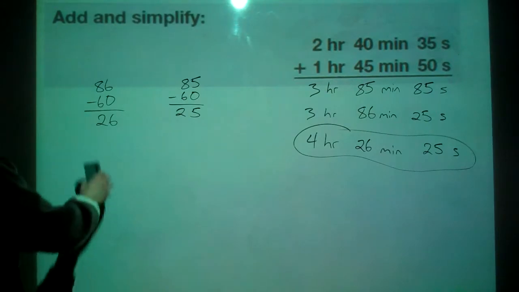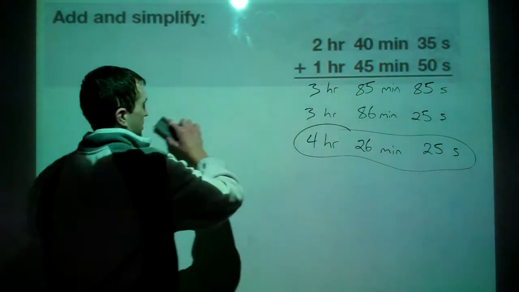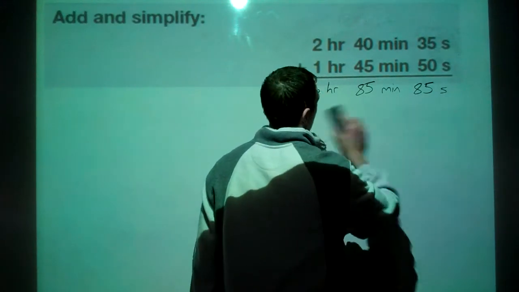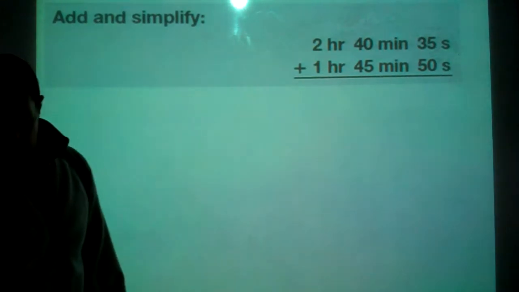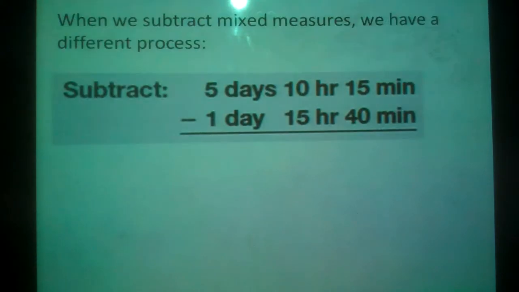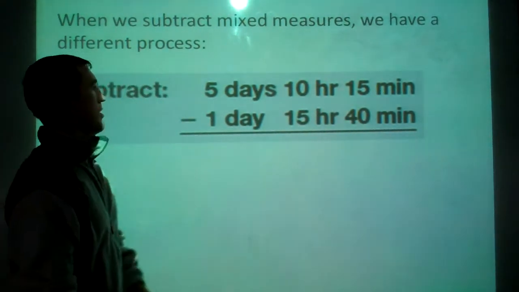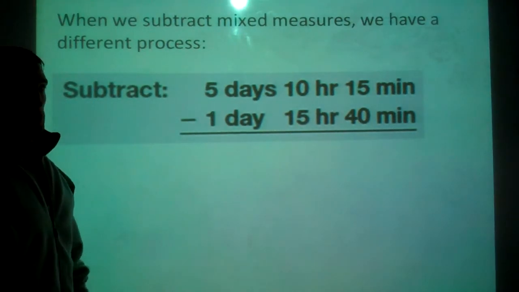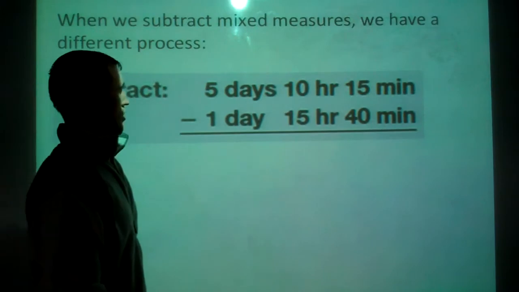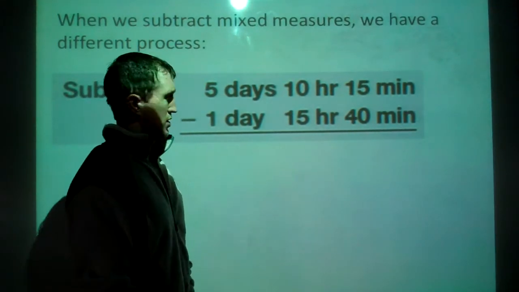Okay? And we can also subtract these, and that's a little bit different than adding. But it's like our regular subtraction where we have to borrow sometimes. So we have this one right here: 5 days, 10 hours, 15 minutes, minus 1 day, 15 hours, 40 minutes. So we can see that if we do 15 minus 40, we're going to get a negative number. But what we can do then is do what we usually do and borrow if we need to.